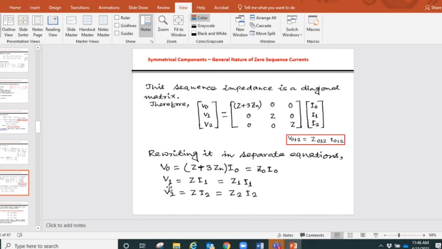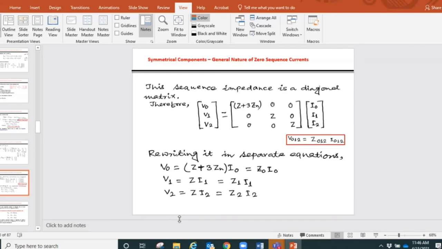So we can end up having an equation like this, a separate equation for each of those sequence component voltages. We see that V0 is equal to (Z + 3Zn) times I0, which is equal to Z0 times I0. V1 is equal to Z times I1, which can be written as Z1 times I1. V2 is equal to Z times I2, and Z is now represented as Z2.